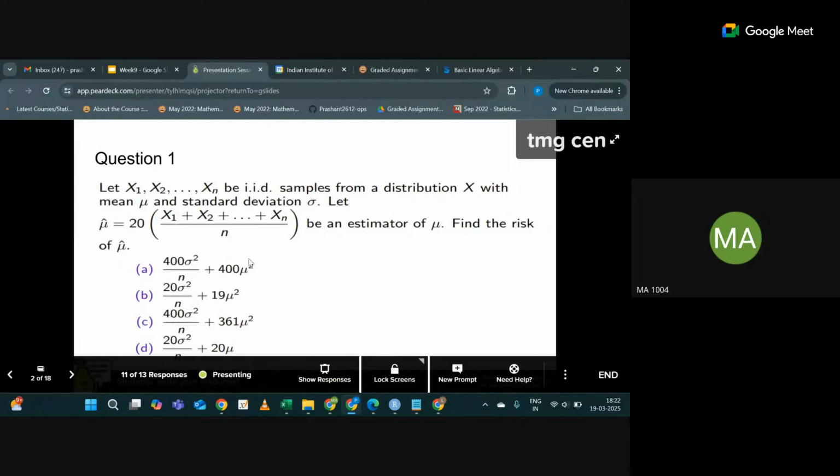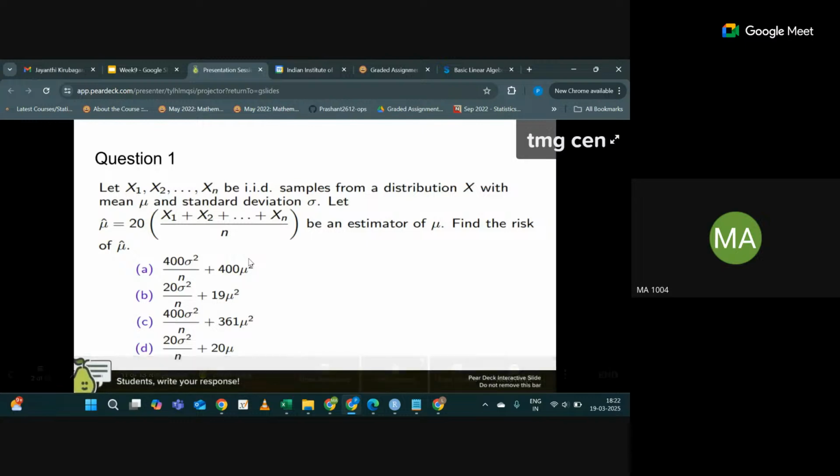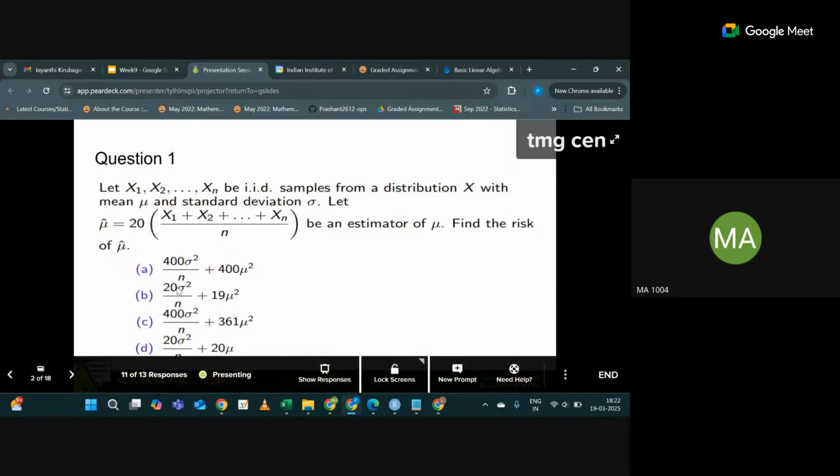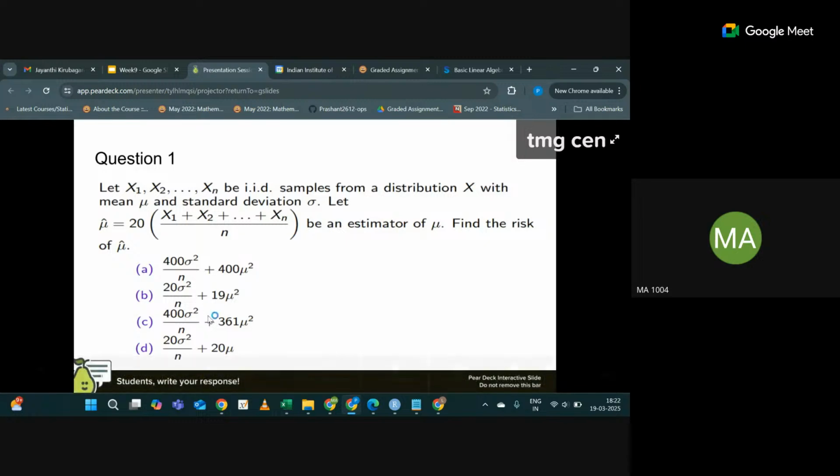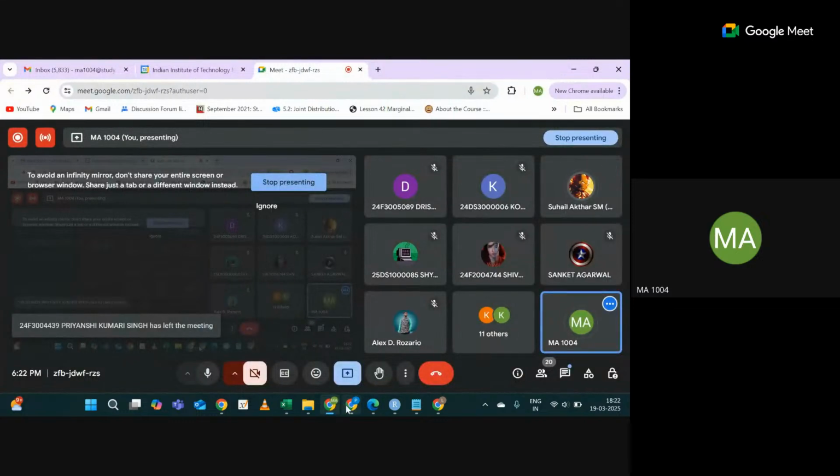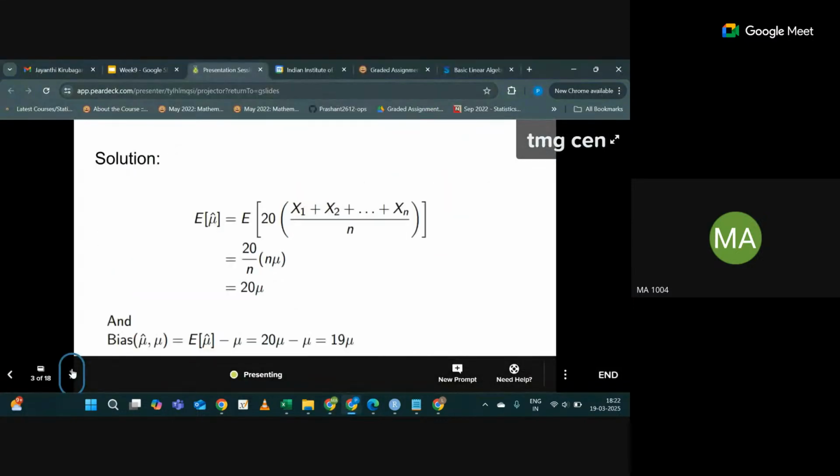You can see the possible errors are given to you, right? 400 mu square and so on. And if by mistake you do not do this squaring, you will get option B or something like that. Okay, so is the idea clear? The method and the steps. Yes, sir. So this is the solution, right? The solution part you can refer to.